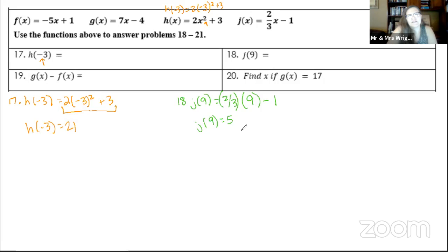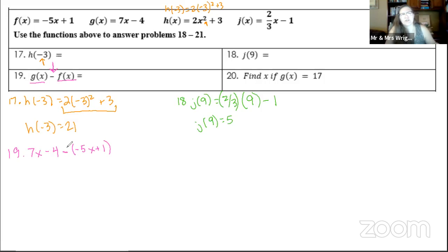So moving on to number 19. And so this is g of x minus f of x. So we're going to start by writing what our g of x equation is. It is 7x minus 4. And then it says minus f of x. So we're going to do minus, and then we have to put this in parentheses because of our subtraction sign here. We need our f of x, which is going to be negative 5x plus 1.